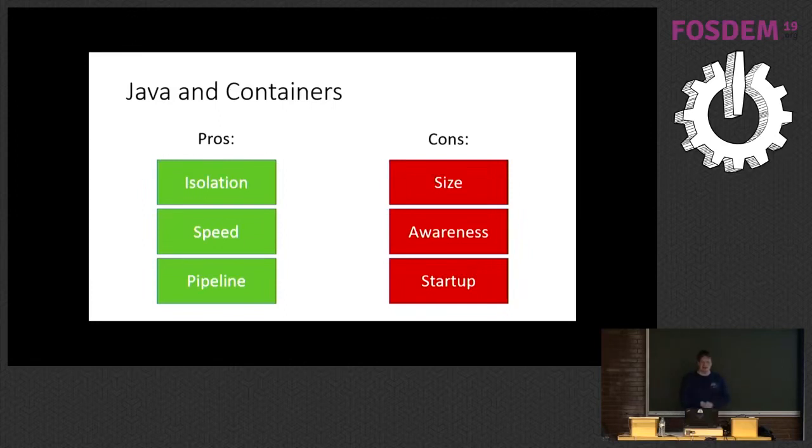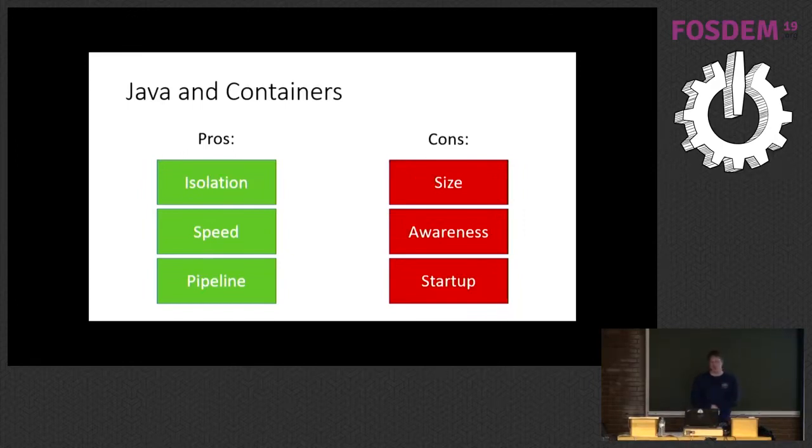And the pipeline. You can combine these two concepts, isolation and speed, to create a string of different VMs. You can have one environment for development, one environment for building, one environment for testing, one environment for prototyping, deployment, that sort of thing. Now, this all sounds great, if a little complicated to set up sometimes.